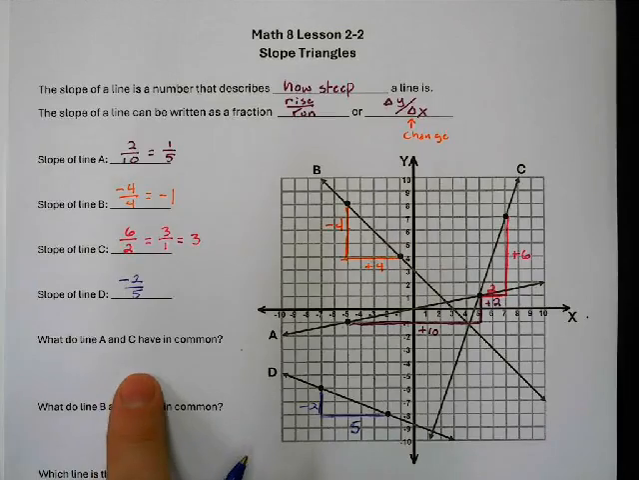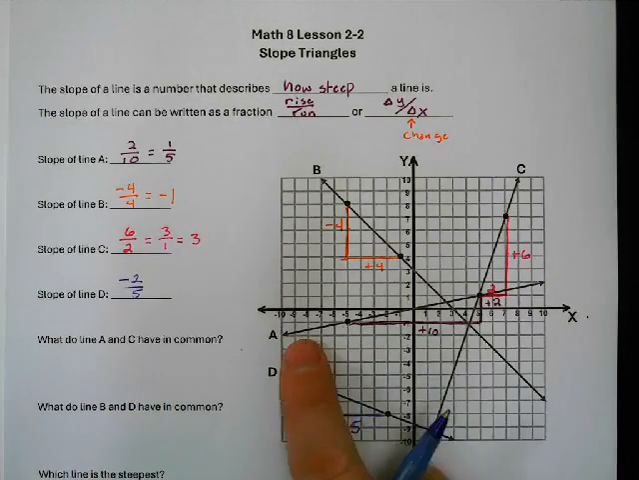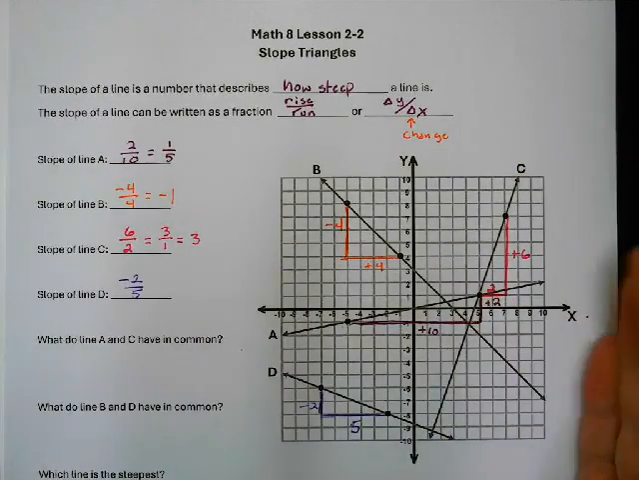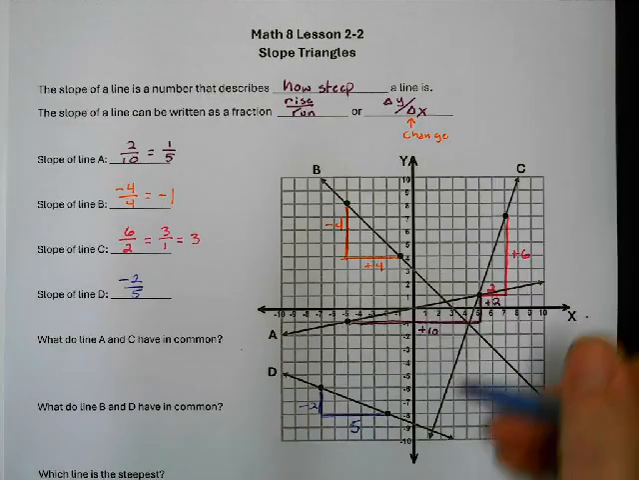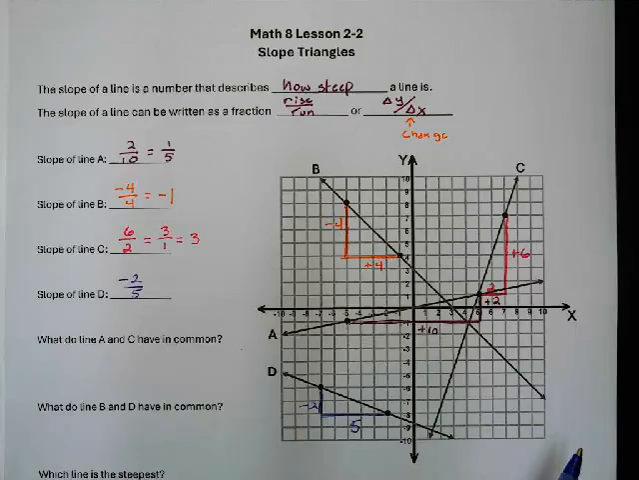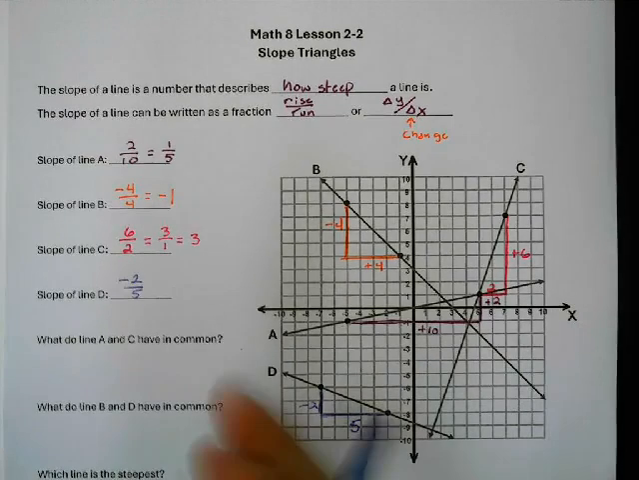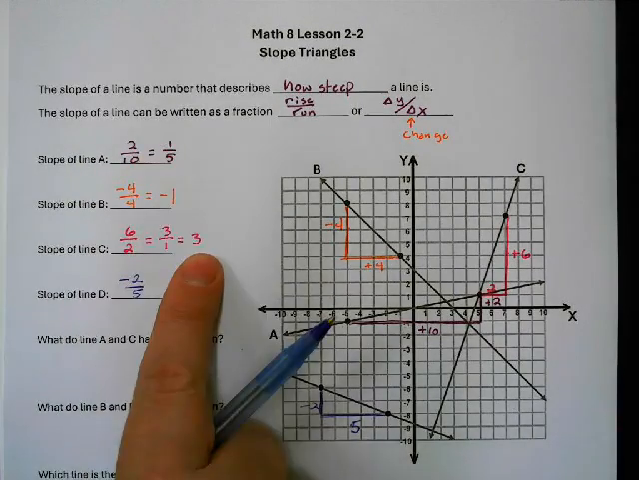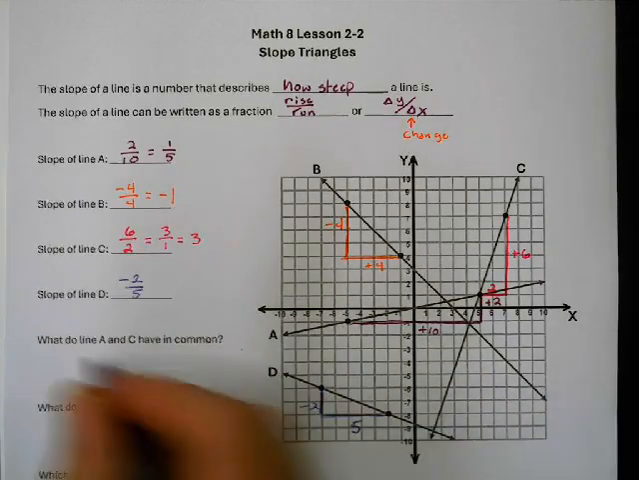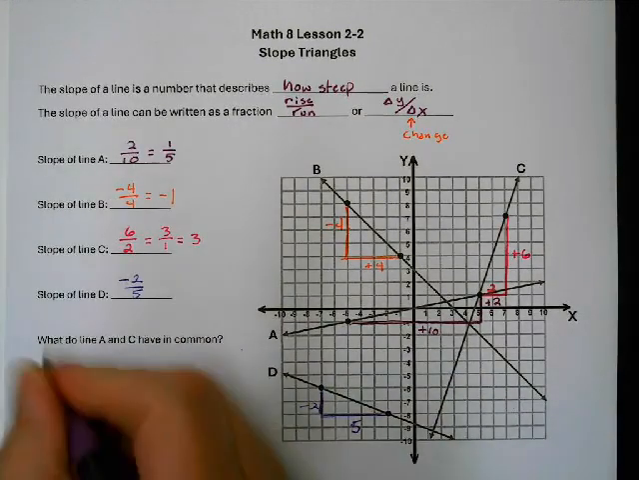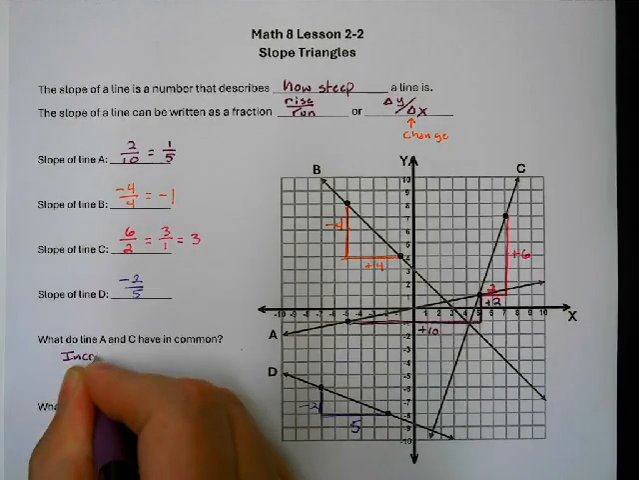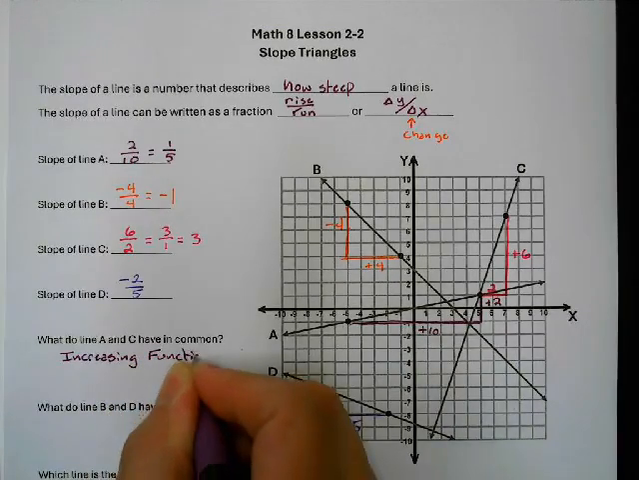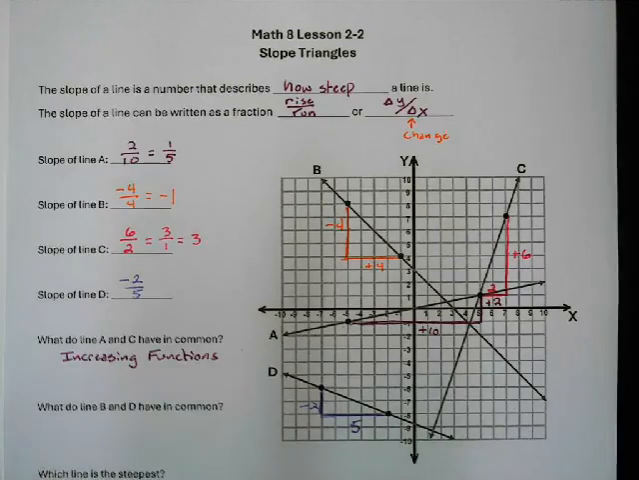What do lines A and C have in common? So here's A and here's C. Well, when we read the graph from left to right, I notice that A is going up and C is also going up. So we would call these increasing functions. They both are increasing, and if we look at our slopes, A and C both have positive slopes. So they have a couple things in common. They are increasing functions, and they both have positive slopes.